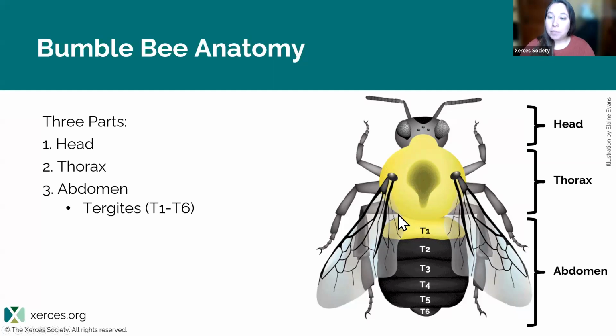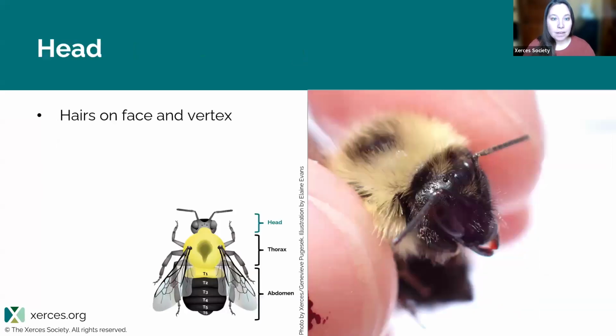And then the last part of the bee's body that we are going to be spending a lot of time discussing is the abdomen. The abdomen is segmented. It is in six segments for females and seven segments for males. Each one of these segments is called a tergite, and they are numbered. The closest tergite to the thorax is called T1. The next one is called T2, so on and so forth.